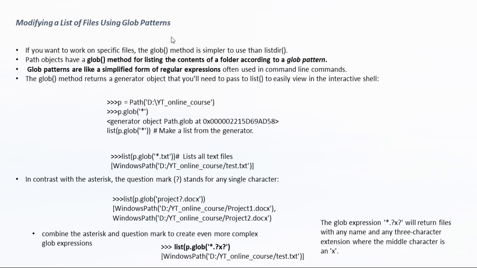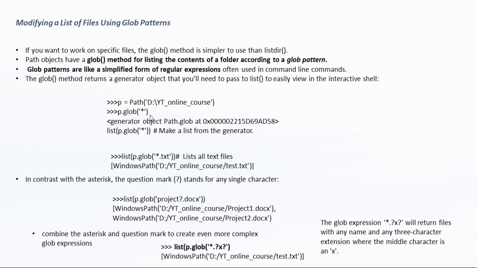Now, modifying a list of files using glob patterns. What is glob? Glob is actually a method for listing the contents of a folder according to a glob pattern. Now, what are glob patterns? Glob patterns are like a simplified form of regular expressions. Just to quickly understand, suppose I have a path something like this. Under D, I have a file called YT online course.